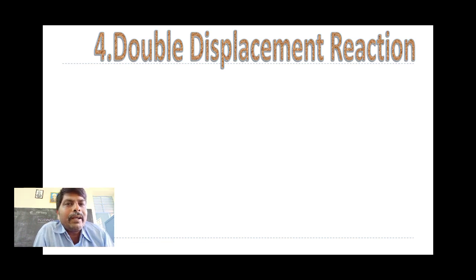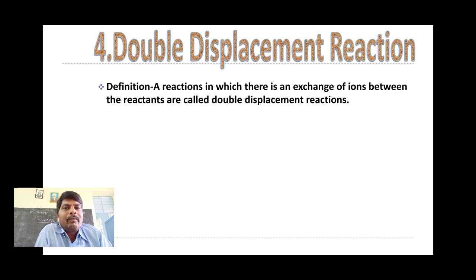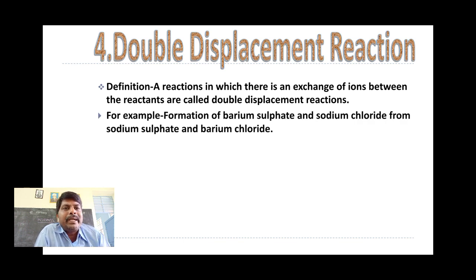Now, we can go for the fourth variety of chemical reaction, that is double displacement reaction. What is the definition? Reaction in which there is an exchange of ions. It is a very important word, exchange of ions. A reaction in which there is an exchange of ions between the reactants is called double displacement reaction.